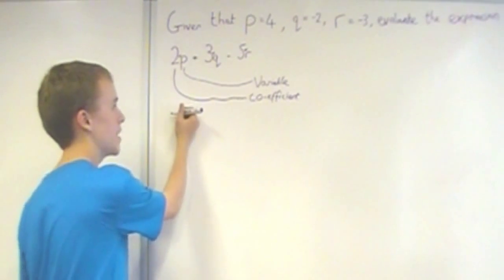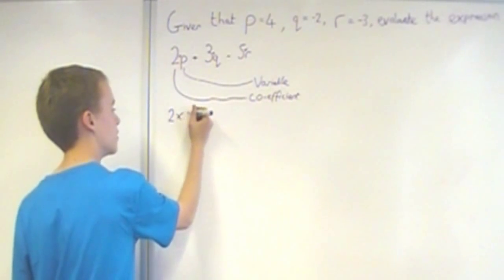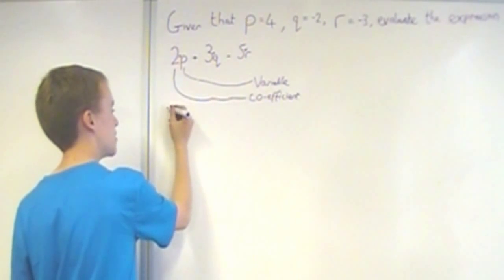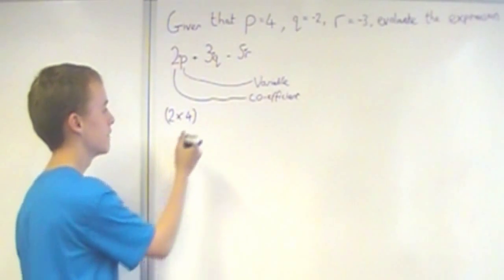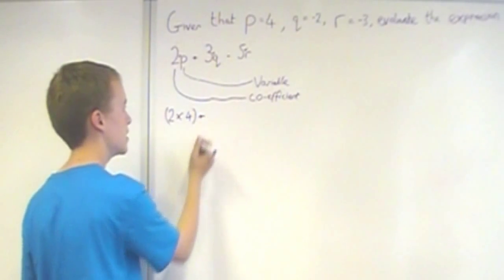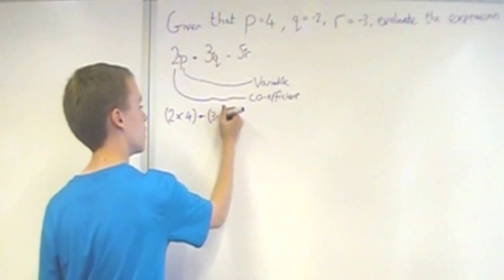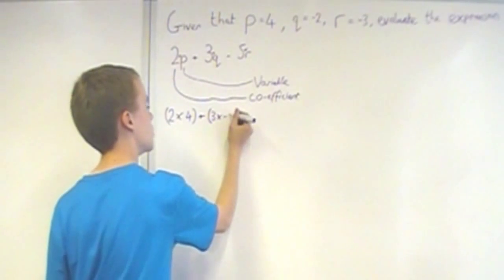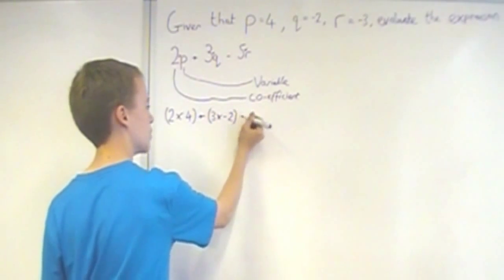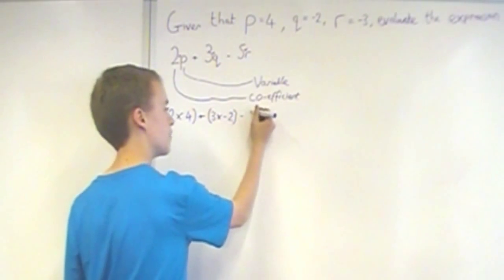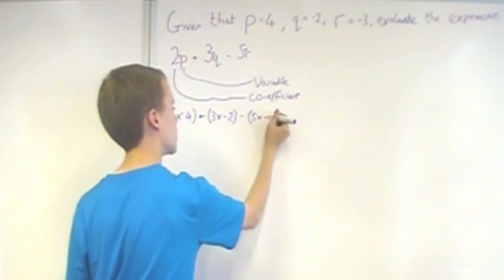So first of all, 2 times p, so 2 is the coefficient and 4 is p, so 2 times 4. I'll put this in brackets to make it easier to read and make it less complicated. The plus sign would stay in the same place. And then we have 3 times q, which is minus 2. The minus sign would stay in the same place as before too. And then we have 5 times r, which is minus 3.